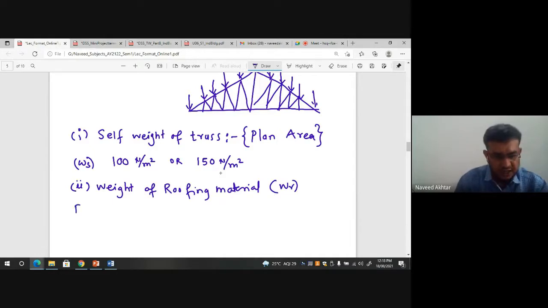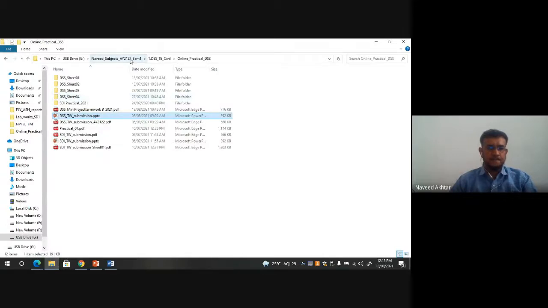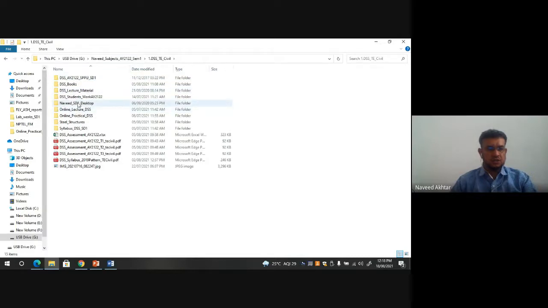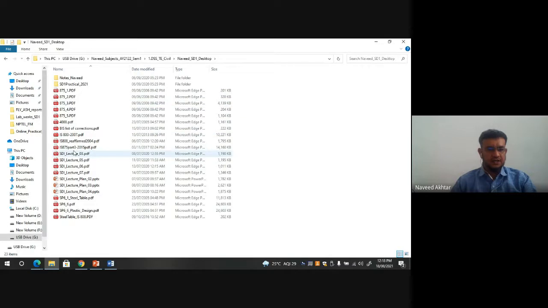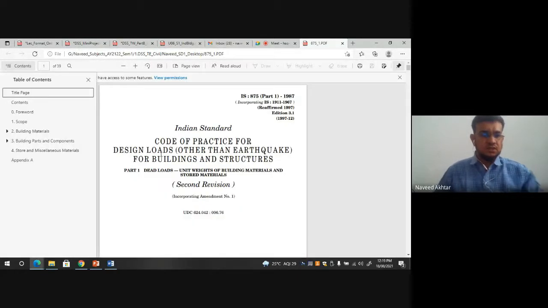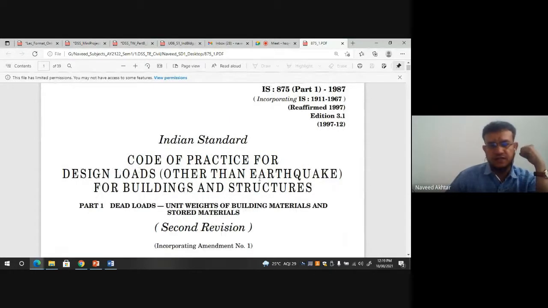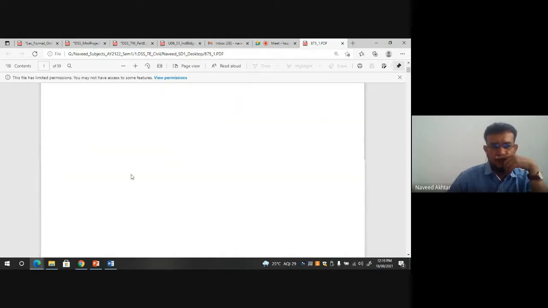For GI sheeting, you can take the load from the IS code. You go for IS 875 Part 1. In IS 875 Part 1, you can find the code of practice for design loads other than earthquake for buildings and structures, reaffirmed in 1997. So various dead loads are given in this.